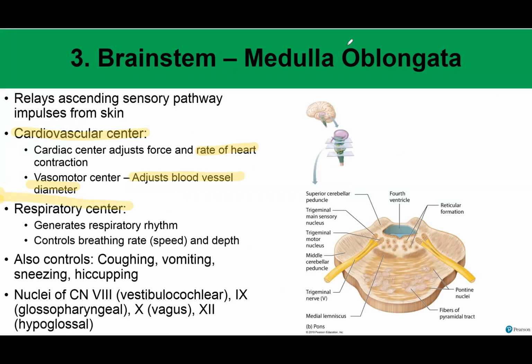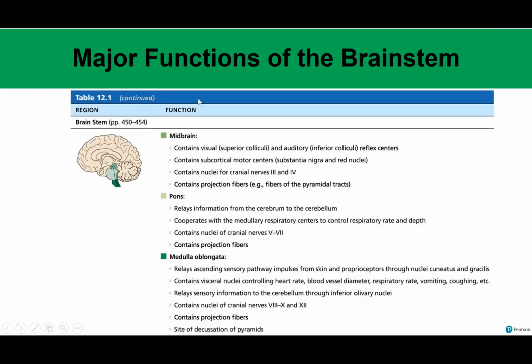In addition, the medulla also contains the respiratory center, which has to do with respiratory rhythm and how fast and how deep you breathe. And the medulla also controls certain reflexes like coughing, vomiting, sneezing, hiccuping. And then here we will find nuclei for cranial nerves 8, 9, 10, and 12. So again, here's one of those tables that summarizes the major functions of those different regions of the brainstem.